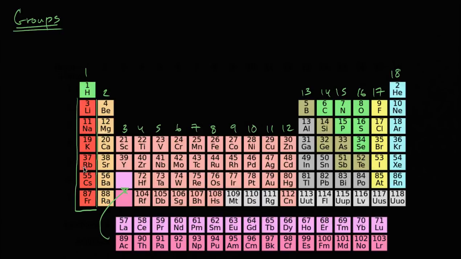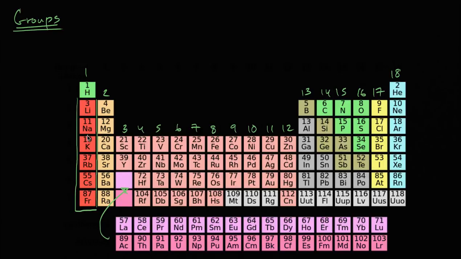And that's because the elements in a column or the elements in a group tend to have the same number of electrons in their outermost shell. They tend to have the same number of valence electrons. And valence electrons and electrons in the outermost shell tend to coincide, although there's a slightly different variation. The valence electrons, these are the electrons that are going to react, which tend to be the outermost shell electrons.